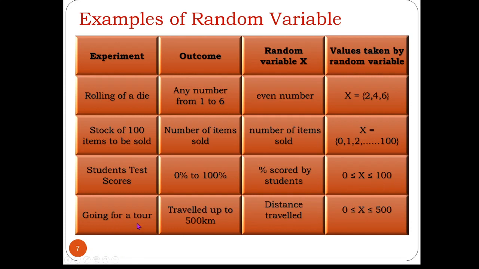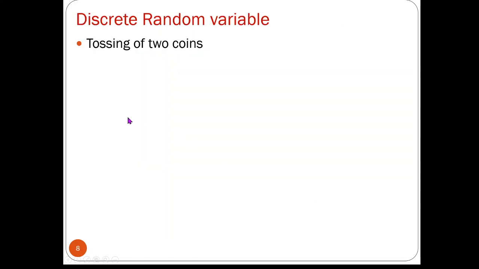So this is an example of a continuous random variable. Similarly, going on a tour is an experiment, and the outcome of the tour is traveling up to 500 km, and the random variable x is denoted by the distance traveled. Then the random variable x will take values between 0 and 500. So the first two examples are of discrete random variables, and the last two are examples of continuous random variables.